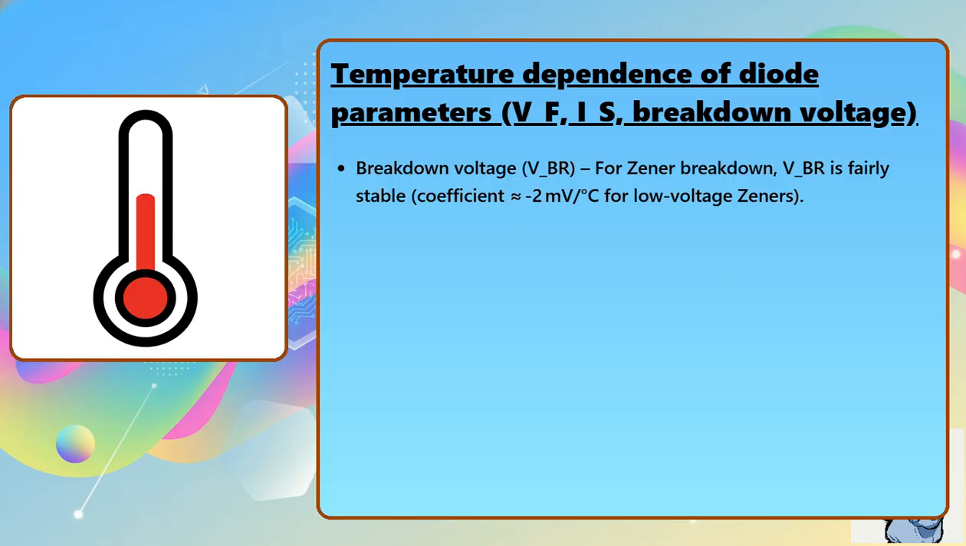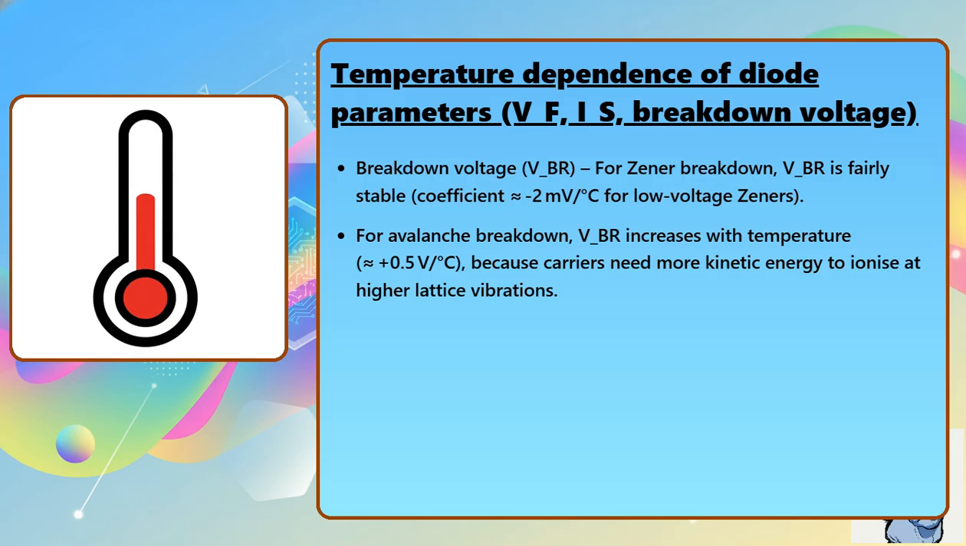Breakdown voltage, V sub BR. For Zener breakdown, V sub BR has a fairly stable coefficient, approximately -2 millivolts per degree Celsius for low voltage Zeners. For avalanche breakdown, V sub BR increases with temperature, approximately plus 0.5 volts per degree Celsius, because carriers need more kinetic energy to ionize at higher lattice vibrations.